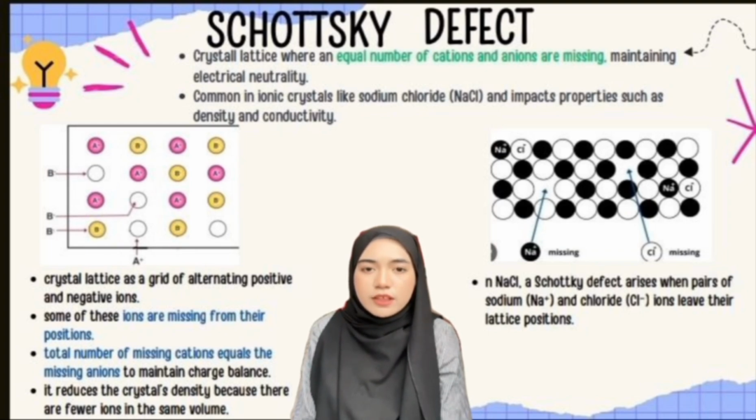In sodium chloride, a Schottky defect arises when pairs of sodium Na+ and chloride Cl- ions leave their lattice positions. Schottky defects enhance ionic conductivity because missing ions create pathways for other ions to move through the lattice. This is why materials with Schottky defects are used in applications like solid-state batteries and sensors.